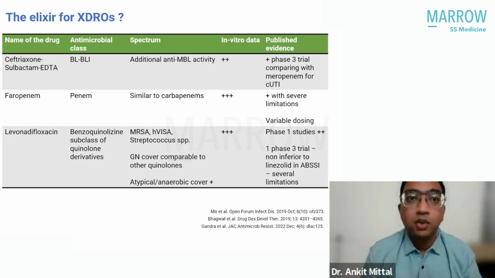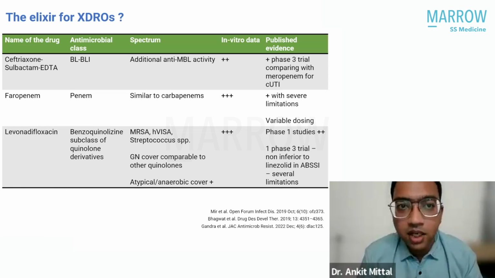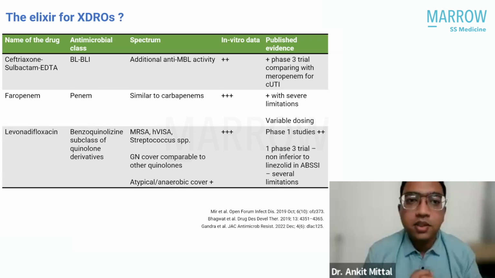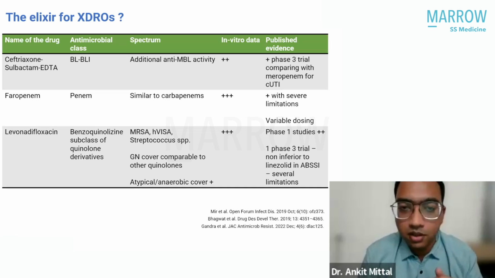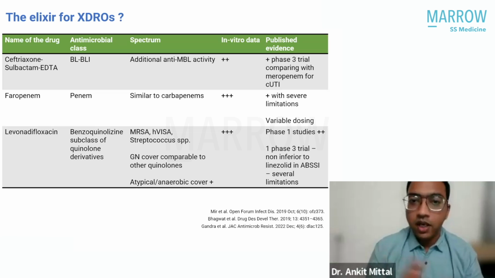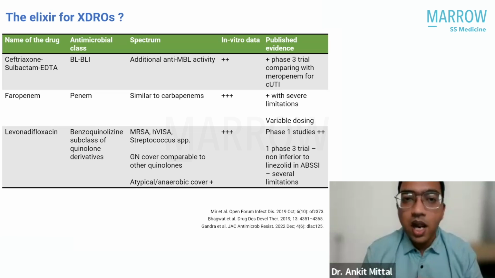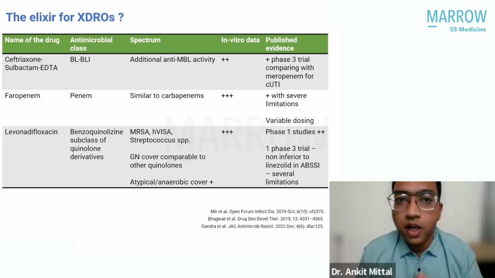Next is faropenem. Now this is one of the biggest headaches because everybody thinks that it's an oral carbapenem. It is not. It is not a carbapenem. It is a penem class of antibiotic. It has a sulfur atom in its core and not a carbon atom. The problem is people are using it left, right, and center. So the patient has a carbapenem sensitive strain, is given 5 days of meropenem and is suddenly discharged on oral faropenem.